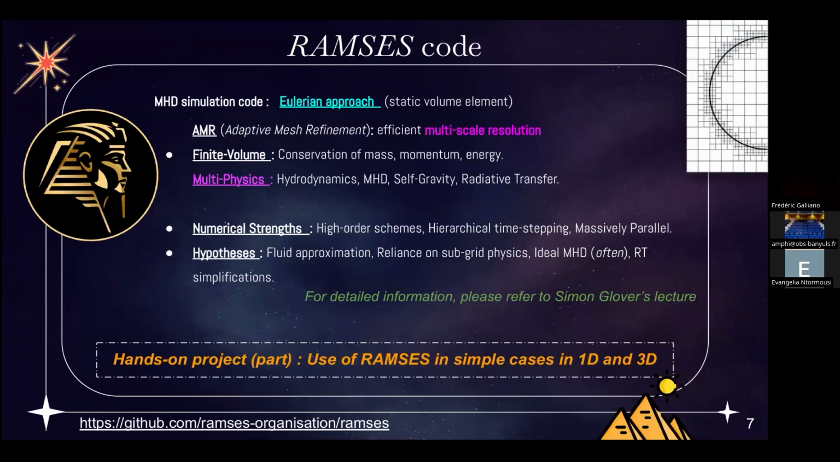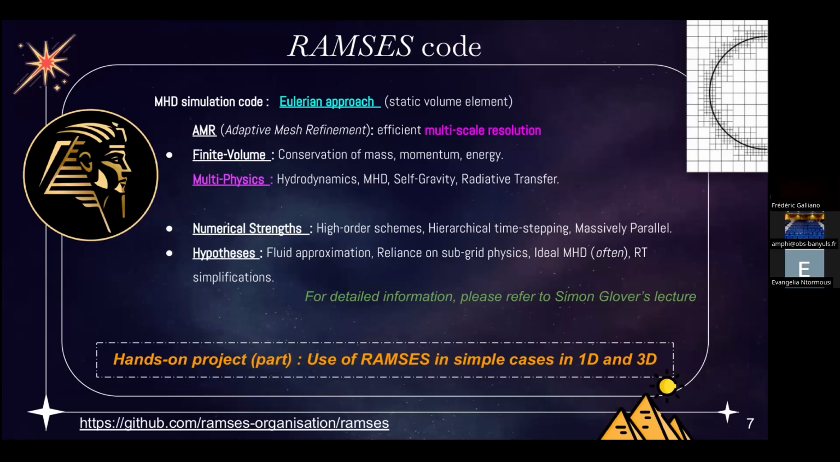So to model those supernova bubbles, we relied on the Ramses code, as we said before. Here are some technicalities about the Ramses code, but what you have to keep in mind is that it uses an Eulerian approach, and it's really great using adaptive mesh refinement, as we can see here. So it's really great for multi-scale resolution, which is involved everywhere.